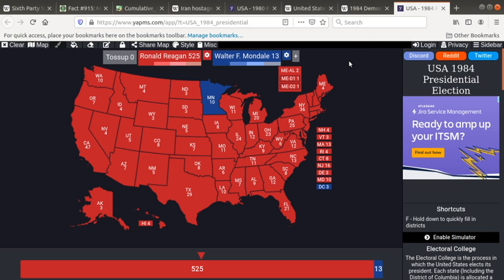He wins it big. He wins every single state except Minnesota and the federal district of the District of Columbia, Washington D.C., which is not a state. But he manages to win the election in a huge landslide, the biggest landslide in the history of the United States, most electoral votes ever, and he actually only loses Minnesota by 3,000 votes. So it could have been a 50-state landslide, which would have been crazy. But of course, that did not happen.